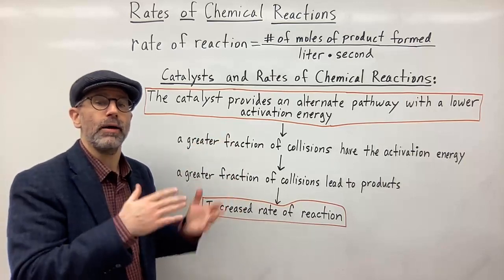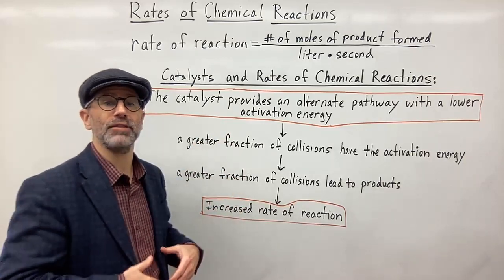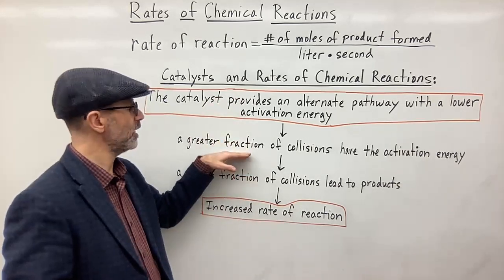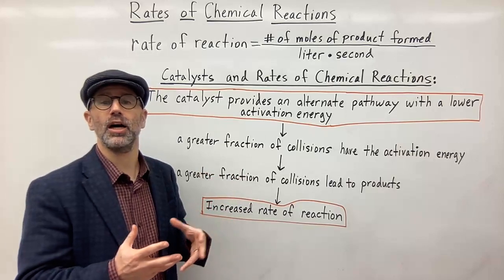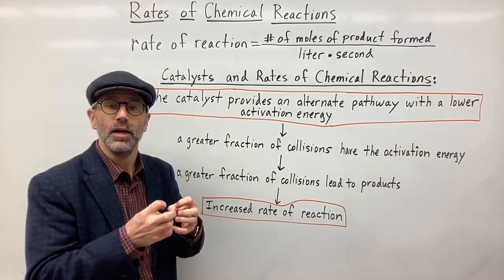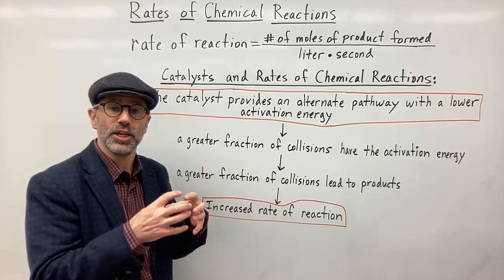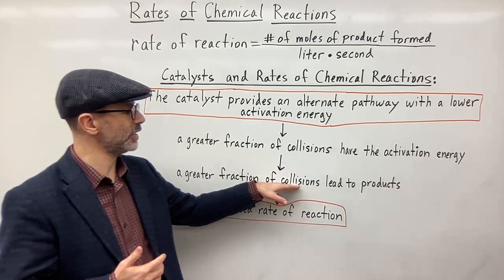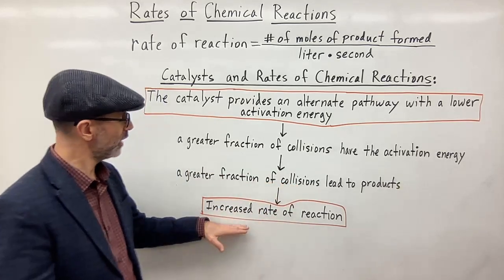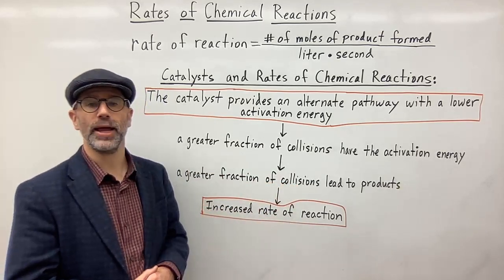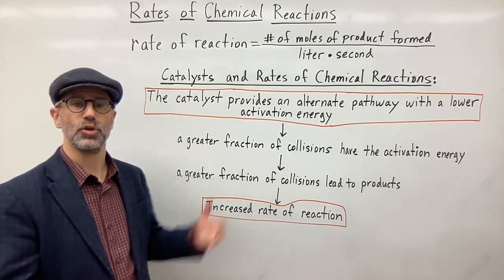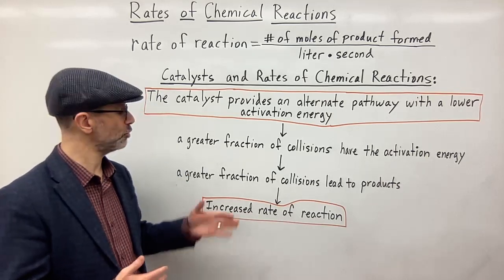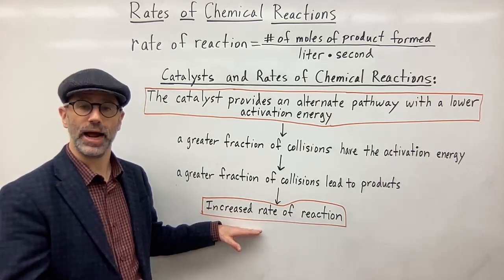The lower the bar, the more people who are going to have the ability to jump over it, right? So if you lower the activation energy, then a greater fraction of the molecules that collide are going to have that amount of energy that's going to allow them to form product. So therefore, a greater fraction of the collisions will lead to the products. Therefore, you have an increased rate of the reaction. So that is, in a nutshell, how catalysts lead to the increased rate of the reaction.